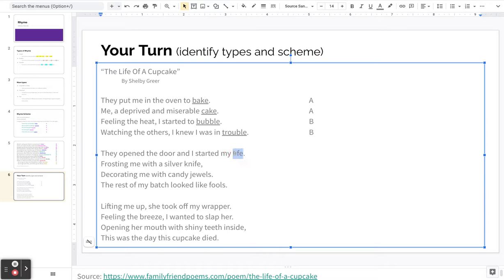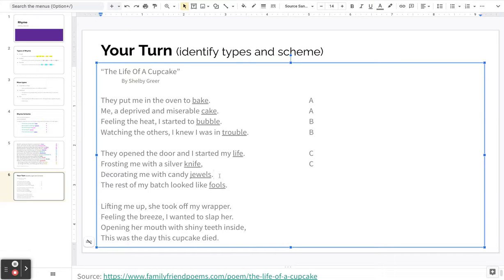All right, new rhyme, right? Okay, so that's going to be C. Frosting me with a silver knife. Letter C. Decorating me with candy jewels. The rest of my batch looked like fools. Now, while this is a single rhyme, and this is a double rhyme, and this is a single rhyme, this is an imperfect rhyme because this is just one. This would be a single, but this is double because of jewels, fools, jewels.